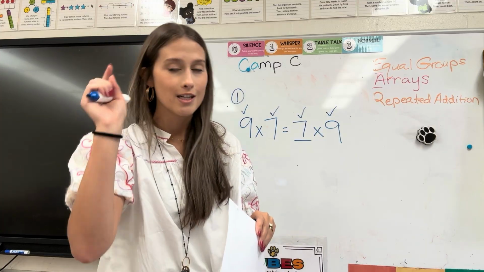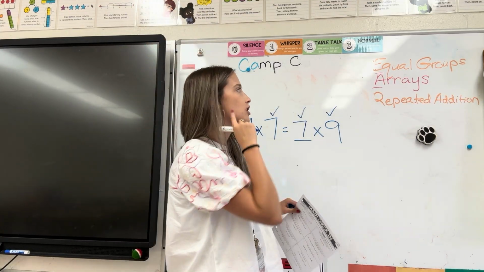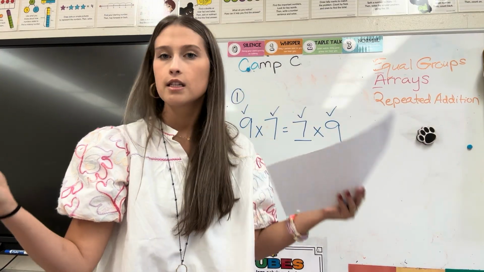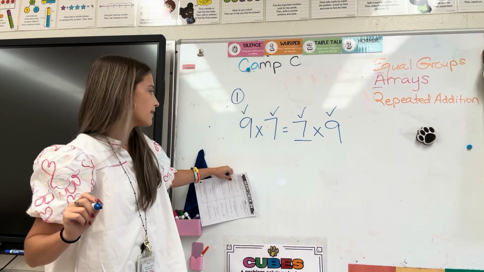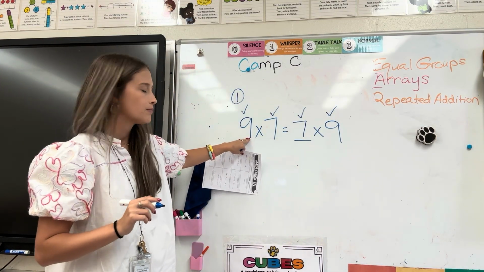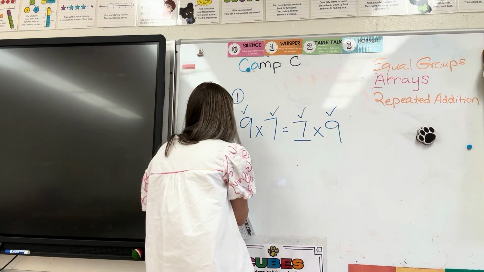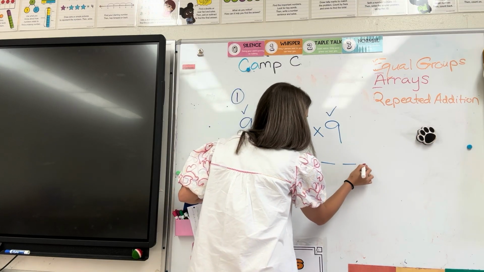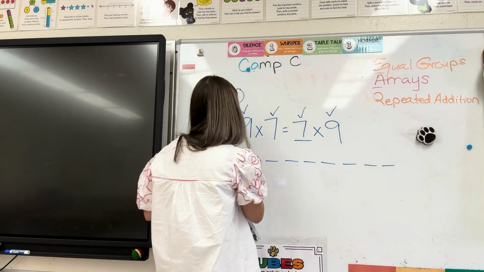If you don't know, you need to pause the video, solve it using one of your strategies. You can do equal groups, arrays, repeated addition. We can go ahead, let's do repeated addition. So how many spaces am I gonna have? Let's do 9 times 7. Okay, how many spaces? All right, let's do 9 spaces. 1, 2, 3, 4, 5, 6, 7, 8, 9. I'm doing repeated what? Addition.